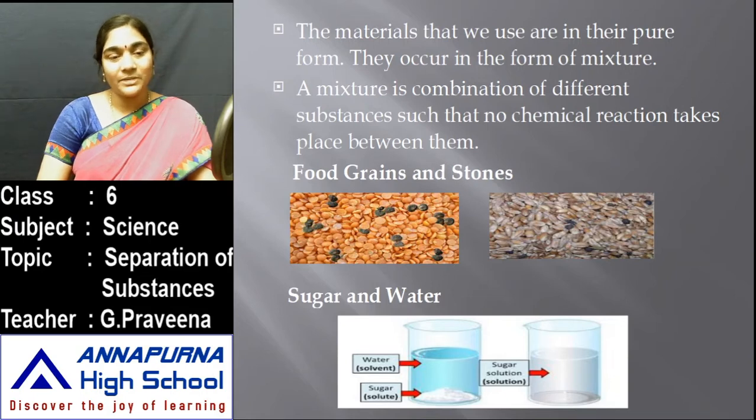Then in the second picture you can see sugar and water, where water is a solvent and sugar is a solute. So two different substances are present in a single beaker. We call them a mixture. The materials that we use do not occur in the pure form. They occur in the form of mixtures. A mixture is a combination of different substances such that no chemical reaction takes place between them.